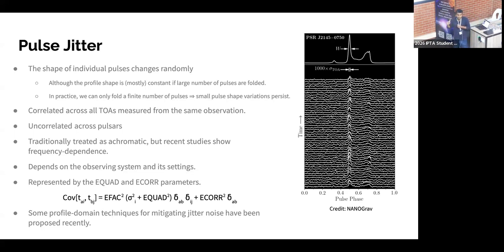There have been some advances in this area. So recently, people have proposed some profile domain techniques to get rid of or to mitigate pulse jitter, so that we don't have to deal with this when we are analyzing TOAs. But all that is still in a development stage. The standard way of dealing with jitter is to model it simultaneously with other types of noise.